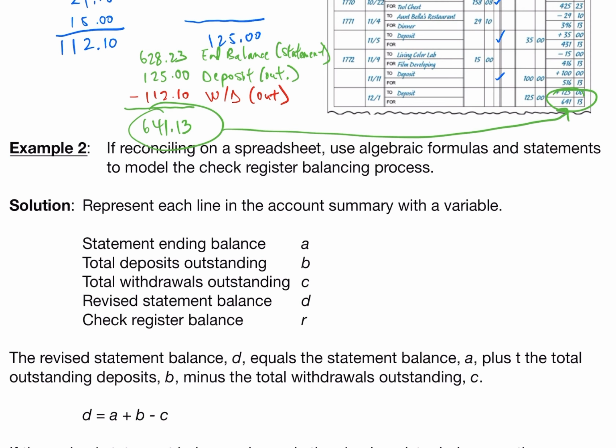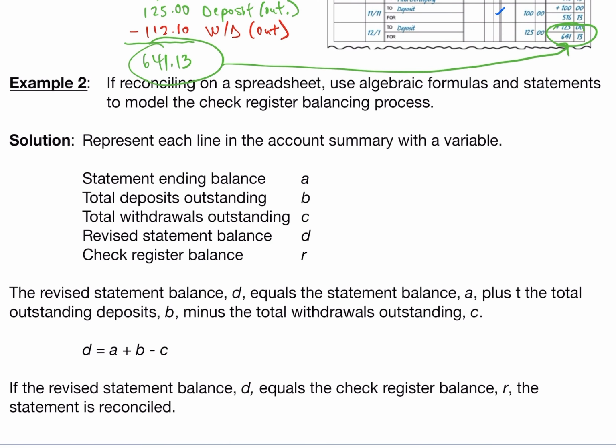Okay, and we would use formulas and statements to model the check register balance process. Okay, so here are the components of doing this on a spreadsheet, and then in the next example I will show you the steps on how we actually do this. Okay, so we're going to say that the statement ending balance is the letter A, the total deposits outstanding is letter B, total withdrawals outstanding letter C.